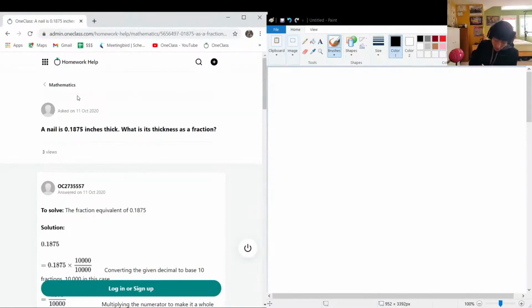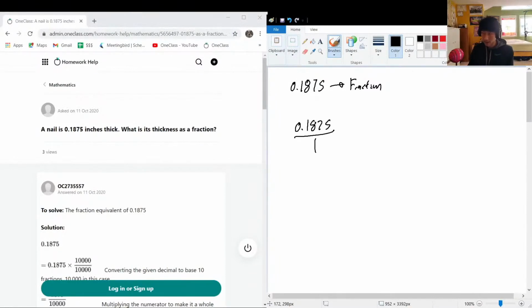Okay, so we know that 0.1875, and we want to get this to a fraction. We know that it's already a fraction, 0.1875 over 1. It's already a fraction, but that's not a very useful fraction. Honestly, we don't even write the divided by 1. But if we multiply it by another fraction, if we multiply it by 1, something divided by itself is always 1.